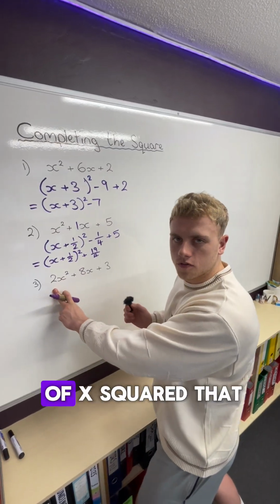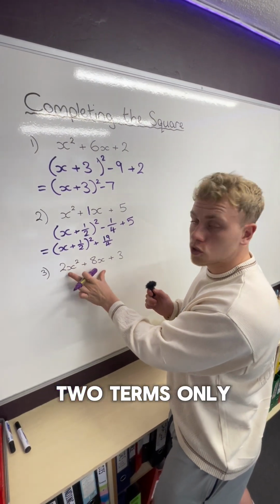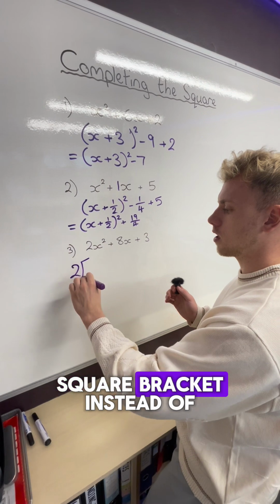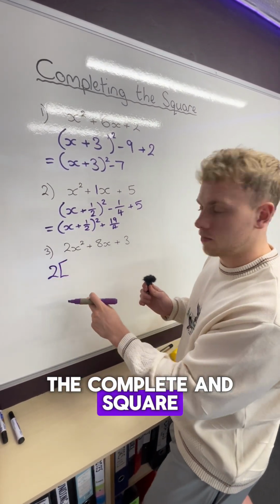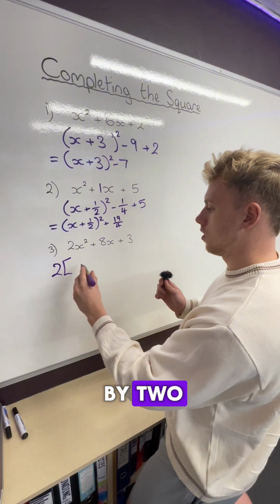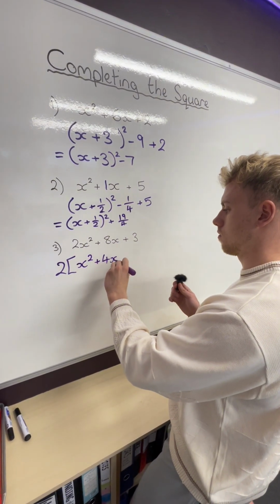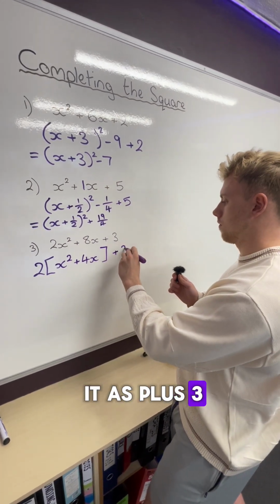If you've got a coefficient of x squared that is bigger than 1, you need to take that factor out of both of the first 2 terms only. So we're going to take a 2 out of the bracket. We're going to draw a square bracket instead of a normal one, just so we can tell the difference between this and when we do the completing the square. So divide these both by 2, you'd have x squared and 4x. We've not divided this by 2, so we just leave it as plus 3.